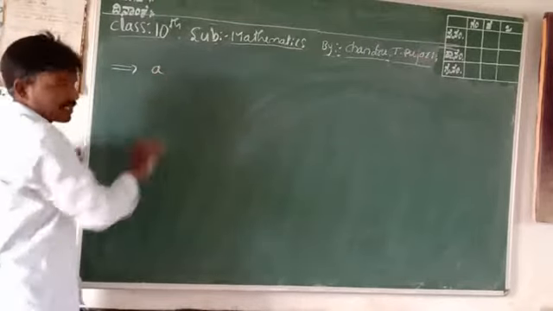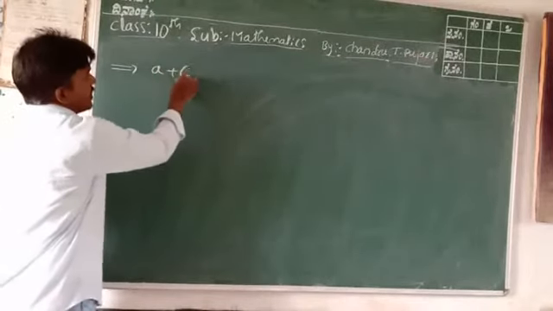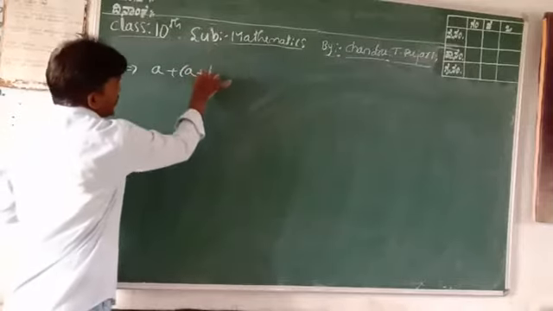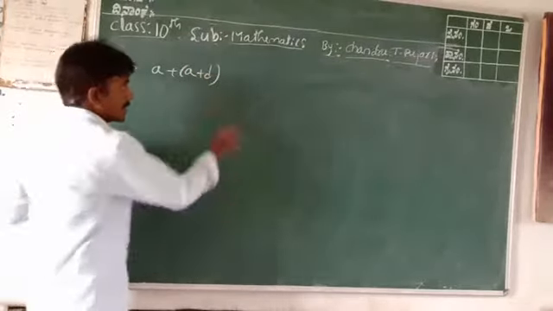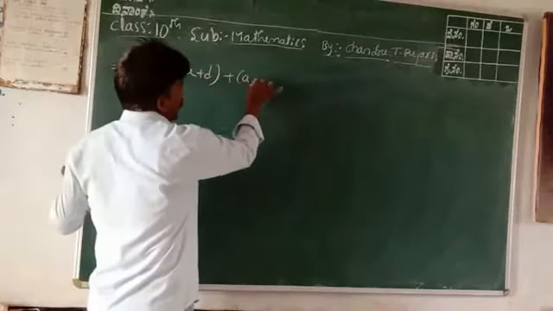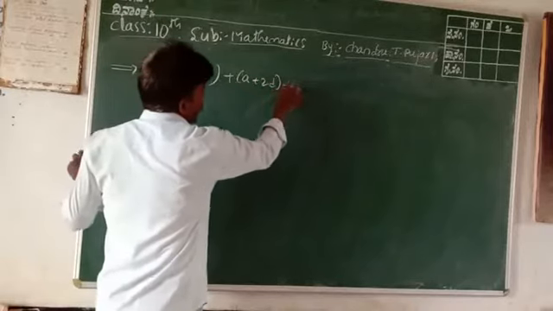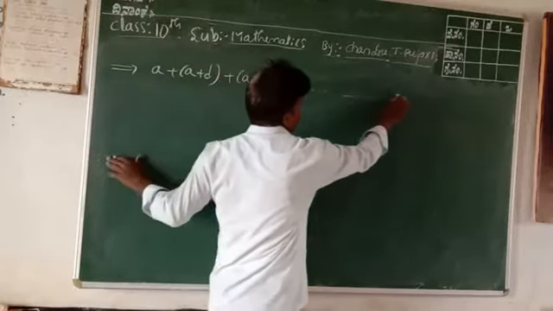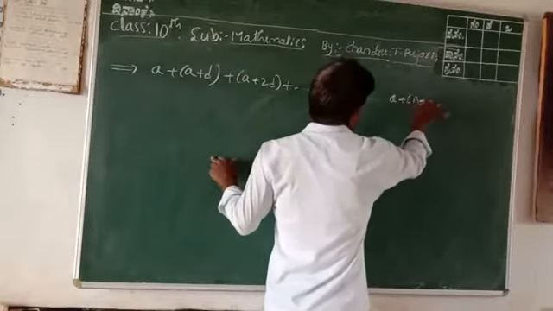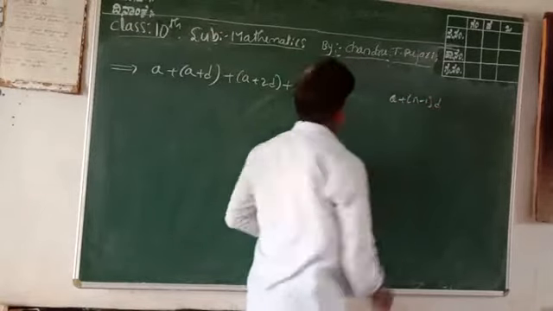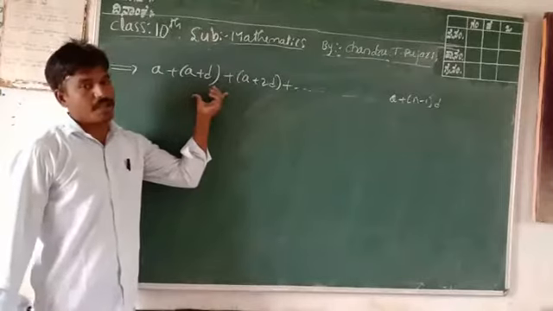General form means a is the first term, the second one is a plus d, the second term. The next, a plus 2d, is the third term, and so on, up to a plus (n minus 1) into d. This is the general form of AP.